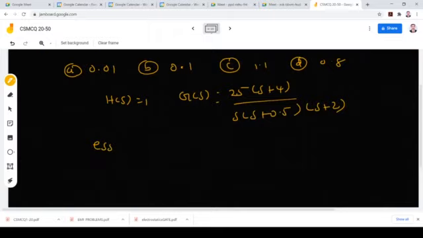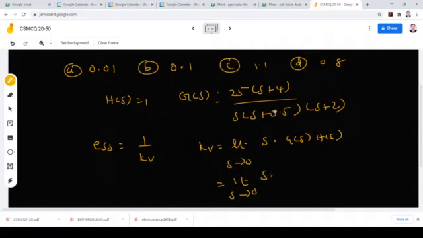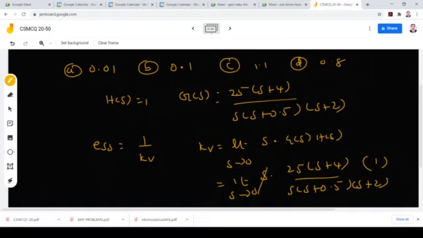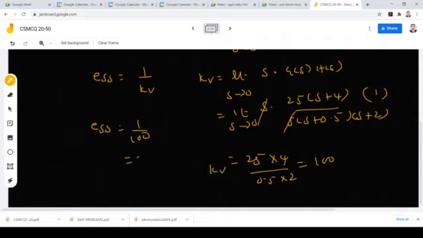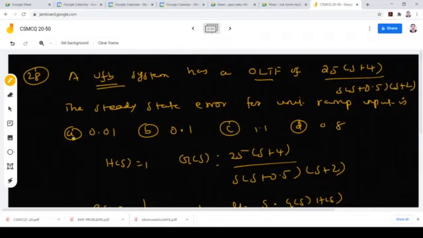For ramp input, steady state error is 1 by Kv. What is Kv? Kv is equal to limit s tends to 0, s into G(s) into H(s). So limit s tends to 0, s into 25 into (s plus 4) divided by s into (s plus 0.5) into (s plus 2). H(s) is 1, unity feedback system. So the s will be cancelled. When you substitute s equal to 0, you get 25 into 4 divided by 0.5 into 2, which is 100. So Kv is 100. So the steady state error is 1 by 100, that is equal to 0.01. Option A is the right answer.